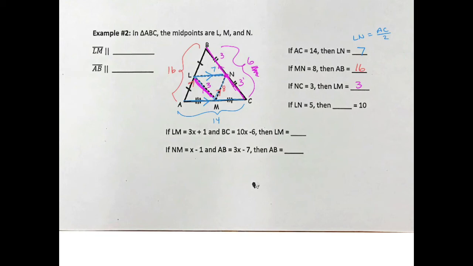All right, up next, if LN equals 5, so let's find LN right here. If LN is 5, then this length down here, AC, must be equal to 10. Cool, and I skipped this over here. You can see the magenta colored LM is running parallel to BC. And then it says AB, where's AB? AB's right here. You can see that the midsegment that runs parallel with AB would be MN.